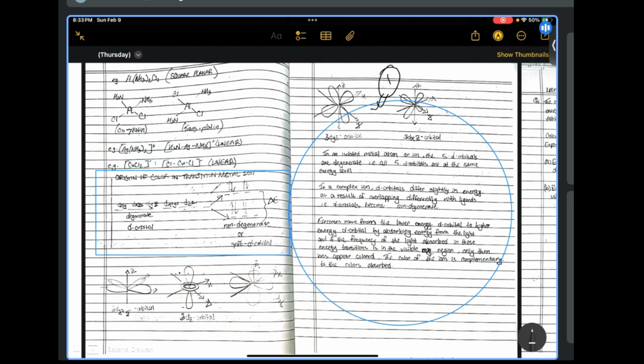Okay. So in an isolated metal atom or ion, the 5d orbitals are degenerate. Degenerate means they are at the same energy level. You can see right here, all of them are at the same energy level.